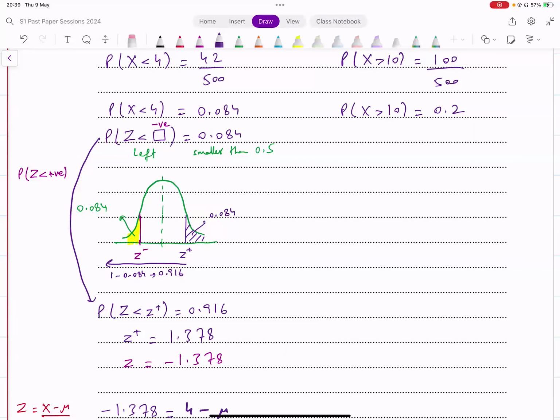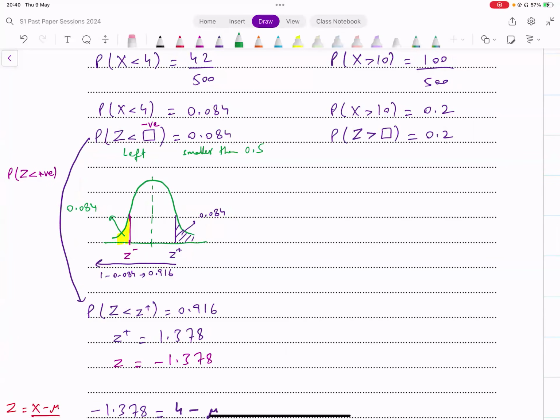Let's make another one using the other piece of information that we were given. X greater than 10, that was 0.2. Let's write this in terms of Z. First of all, Z greater than some value that is equal to 0.2. Now we need to figure out whether this value is positive or negative. We're looking at the right side now because of the greater than sign. On the right side, the area should be smaller than 0.5. So when you look at the right side in the normal distribution curve, the area should be smaller. So where do we place Z then? We have to place that on the positive side because only then the area to the right side would be smaller. So Z is supposed to be positive.